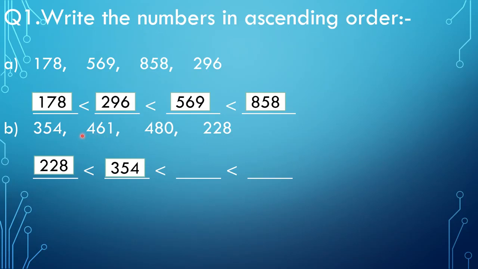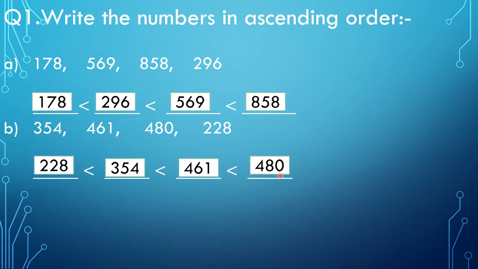So when the 100 place digit is same, we will see tens place digit. So here tens place digit is 6 in 461 and 8 here in 480. So which one is smaller? That is 461. So first of all we will write 461 and at the last we will write 480. So how we can read it? 228 is smaller than 354. 354 is smaller than 461 and 461 is smaller than 480.